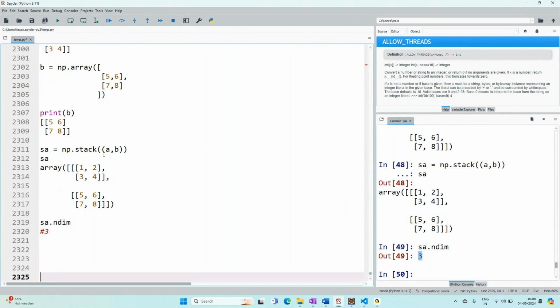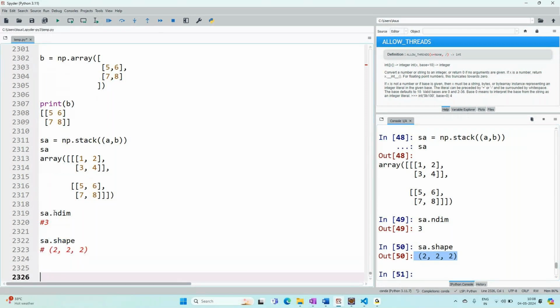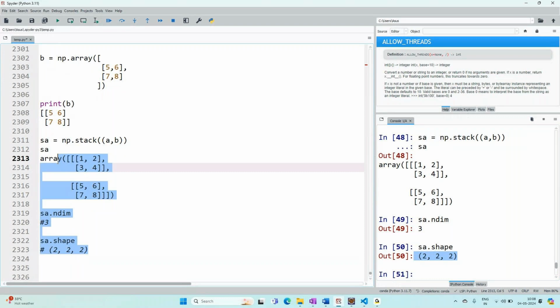So stack made the combination into a three-dimension. It made the two arrays as array one and array two. Yes or no? Now what exactly are you looking at here? You are saying SA dot shape. So what is the shape? 2 by 2 by 2. Why has it become 2 by 2 by 2?